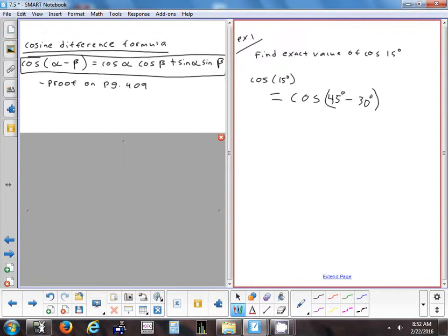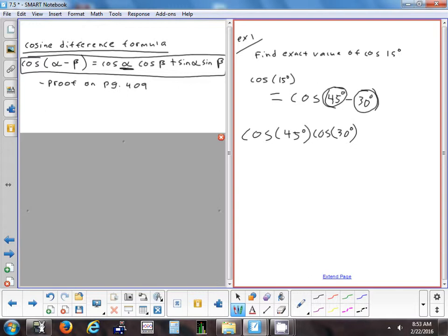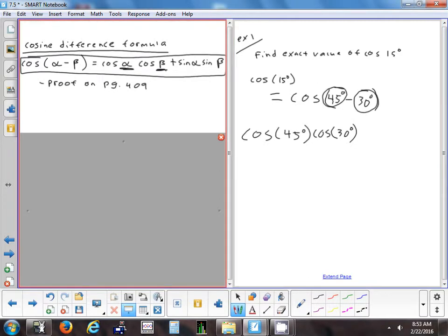What do they have to be multiples of again? These have to be multiples of 45 and 30. All right, so it says cosine of the first times cosine of the second. Notice you just use what comes after the minus sign. So this is like my alpha, and this is my beta. I'm not using negative, it's not negative 30, it's whatever's after the minus.